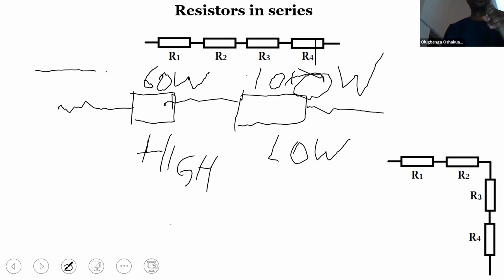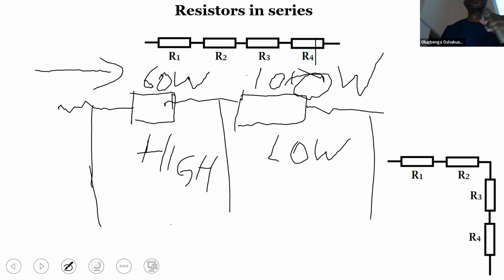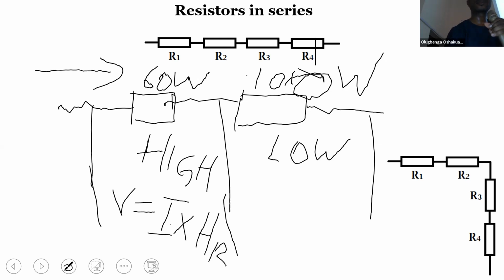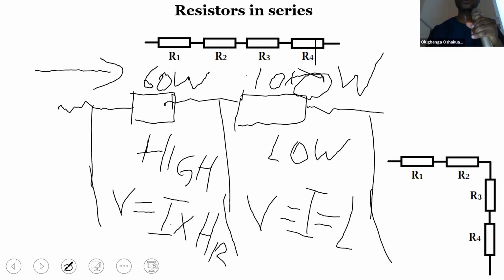And when the same current flows through them, the potential across each of them would vary. So this is a V that we'll have here. The voltage across this will be the same current that is flowing times the high resistance, while the voltage across this will be the same current that flowed through that first one times the low resistance.